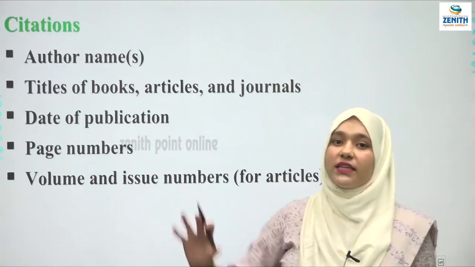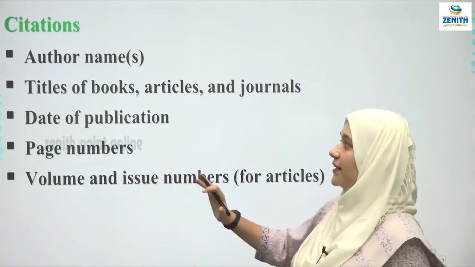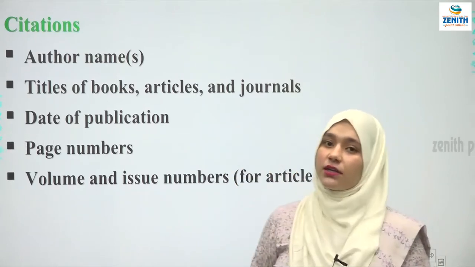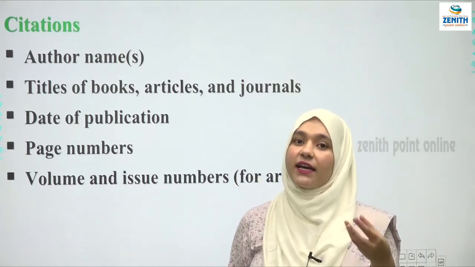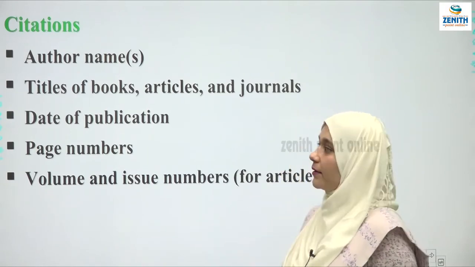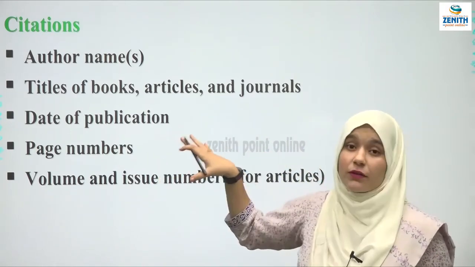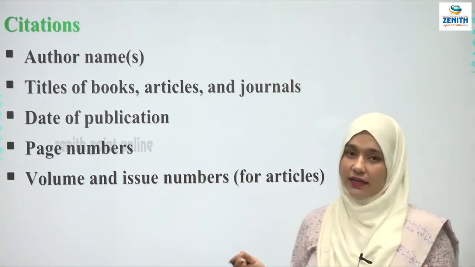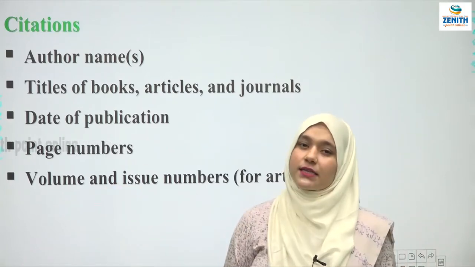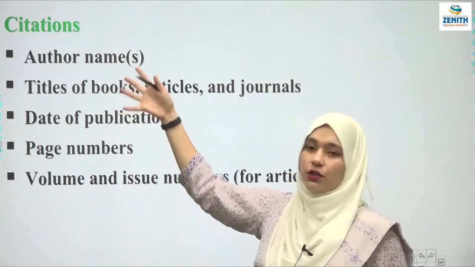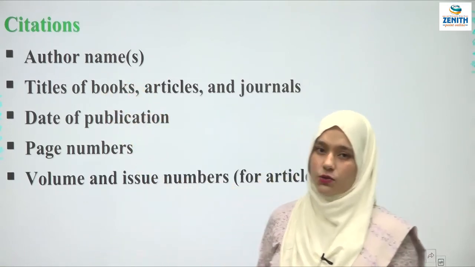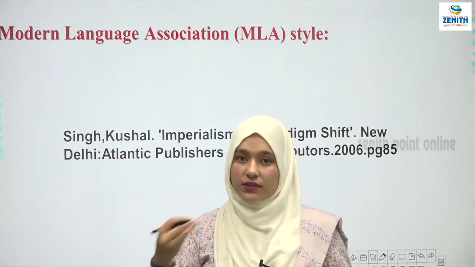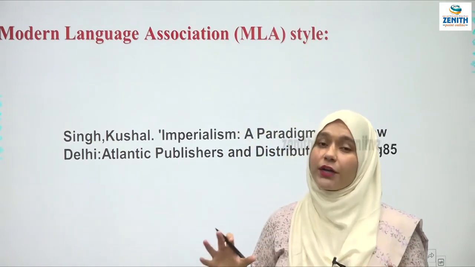Citations should always include certain factors or segments: the author's name, then the title of books, articles and journals, wherever you have acquired the research material from, it should be mentioned. Then the date of publication of that particular edition, and page numbers, and volume and issue numbers for articles. Volume and issue numbers are for articles and journals, while page numbers and date of publication are common for books and articles as well.